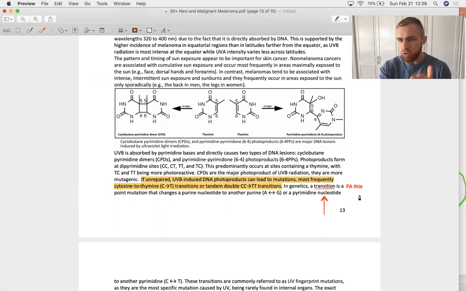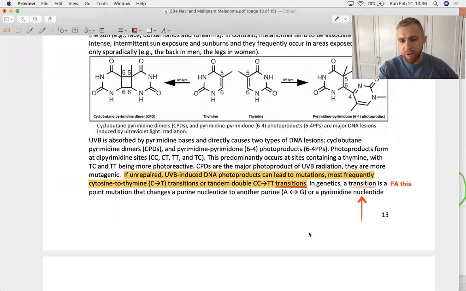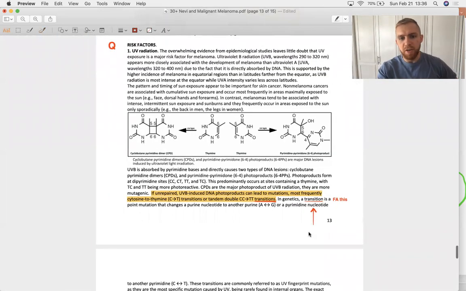You want to know this word because I could just about guarantee you we will see this word in a test question, because if I was writing a test question, it's an easy question. You just got to know what a transition is. And if you don't read this STL, maybe it just goes over your head and you miss out on that point. So it's a C to T transition. You get thymine dimers. And what gives you this? UVB light.